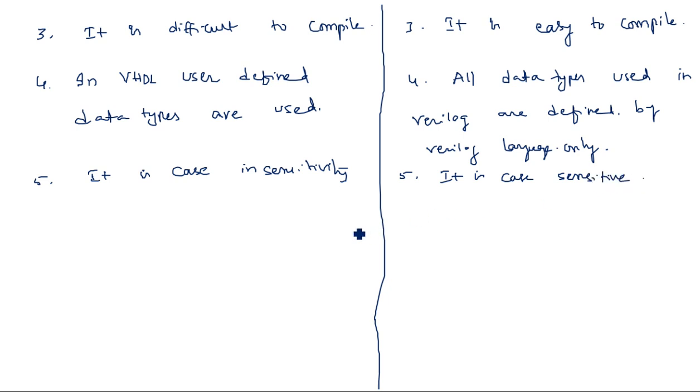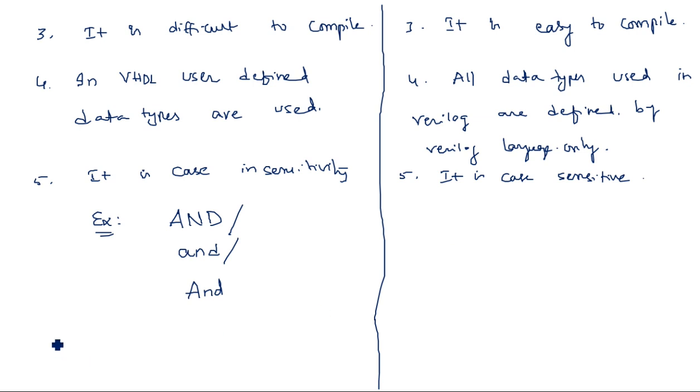What do you mean by case insensitive and case sensitive? Suppose I am writing an AND gate. AND is a keyword. If you write it in capitals, it treats it as an AND gate, and even if you write it in small letters, it treats it as an AND gate, or mixed case, also fine. Whatever the letter, capital or small, it does not understand it in a different way. All these will be considered the same. But in the case of Verilog, you should use capital letters and small letters properly. For your keywords, all should be in small letters. So it is case sensitive.